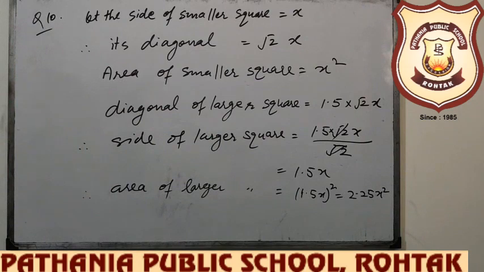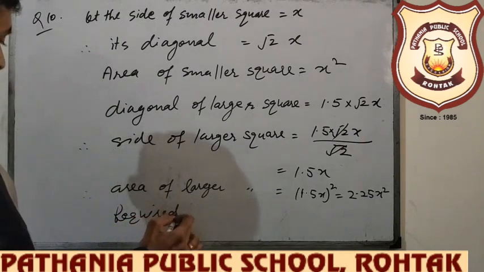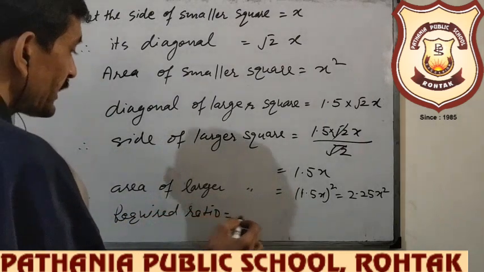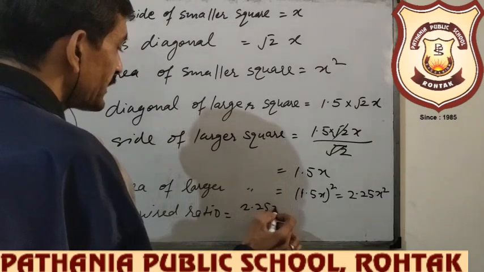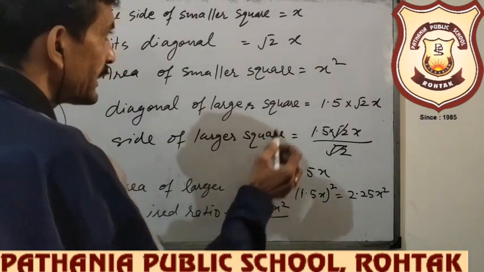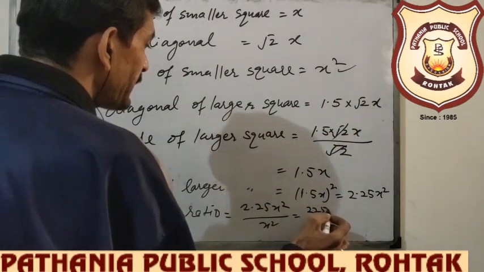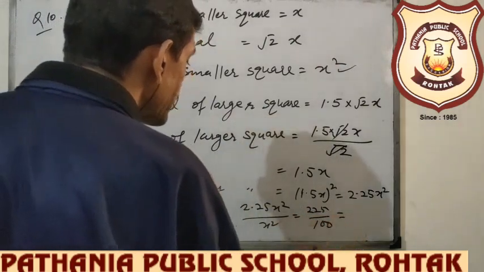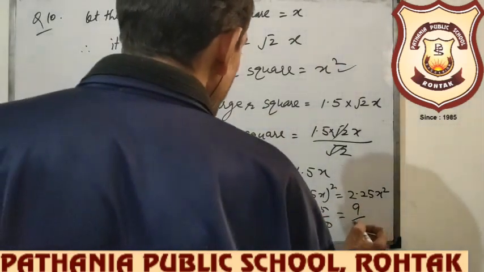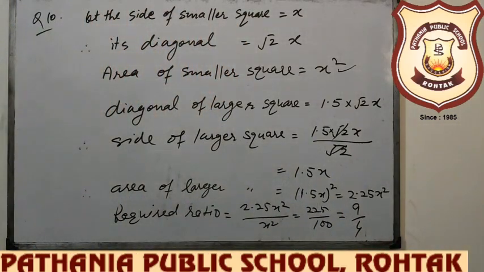Now the ratio of the area of both these squares is what? Required ratio is area of the larger square upon area of the smaller square, x square. This is 225 by 100. Cut it by 25: 25 9s are 225 and 25 4s are 100. So 9 by 4. That is, 9 ratio 4 is the answer.